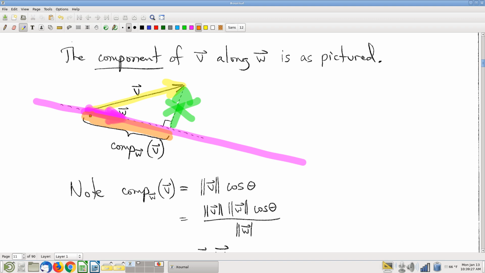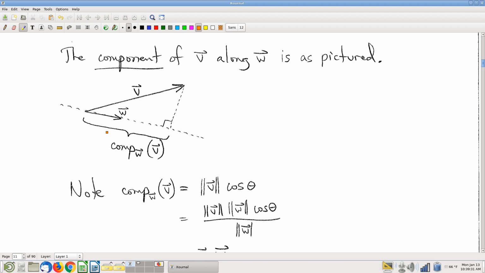So maybe we're playing football, right? And the ball was here, and then there's a pass, and then the tackle happens here. How many yards did you gain? You didn't gain this many yards. You gained that many yards, right? If we're talking about forces, sometimes we want to know how much of a force is pointing in a particular direction. We're going to see that on the very next page. Details to come. But component in a specific direction could be very, very important.